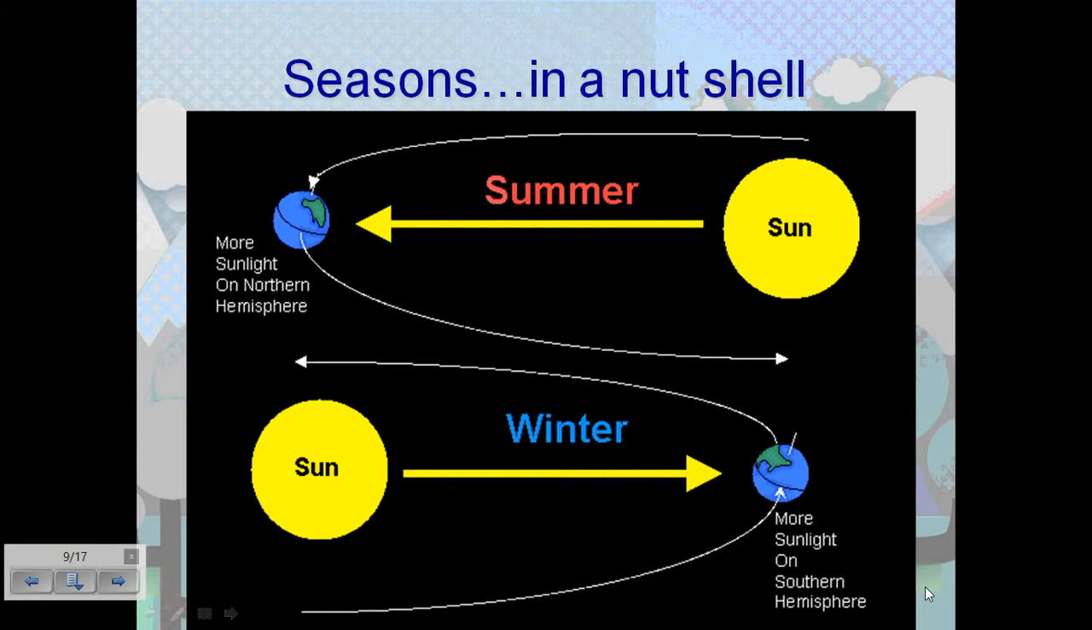On the bottom part of the image, you notice for winter in the northern hemisphere, the sun shines directly on the southern hemisphere and indirectly on the northern hemisphere, resulting in a colder climate in the northern hemisphere. In both cases, the seasons are affected by the axis and the tilt of the Earth.